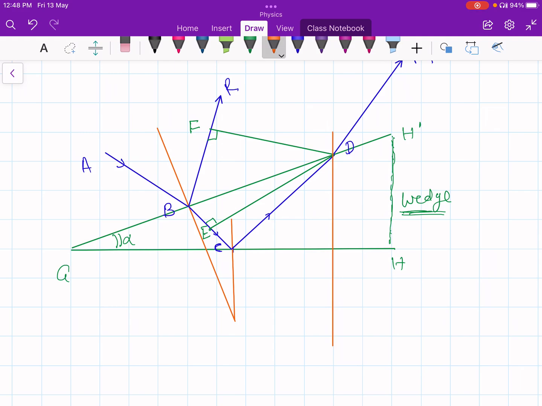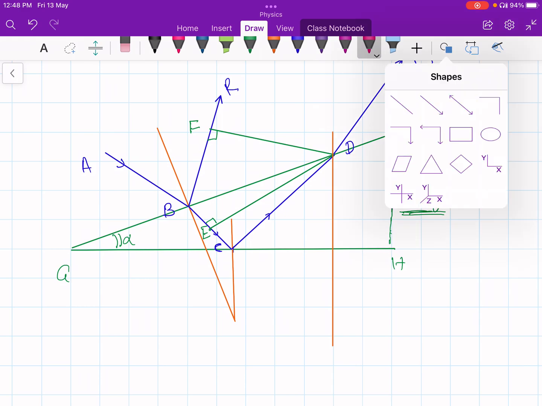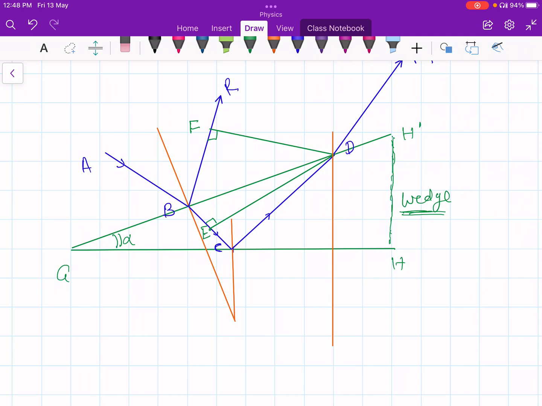And I am going to expand this BC in the forward direction. This BC I am extending in the forward direction so that it meets this normal at point P. Let's say this is point Q.